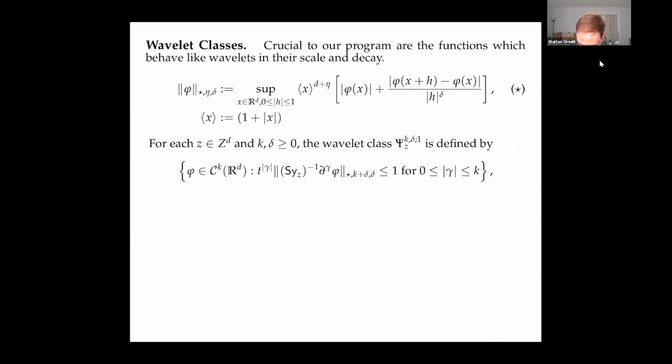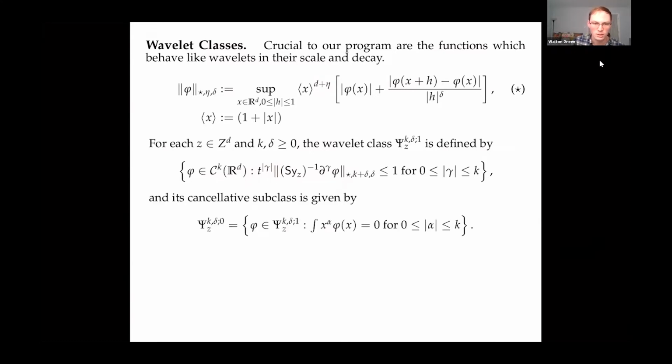So what does this say? We take our function, we take a derivative of it, then we move it back from z. So it's like our wavelet is localized to z. We move it back to the origin, and then we apply the norm. And this is just a scaling term. And then we have a cancellative subclass.